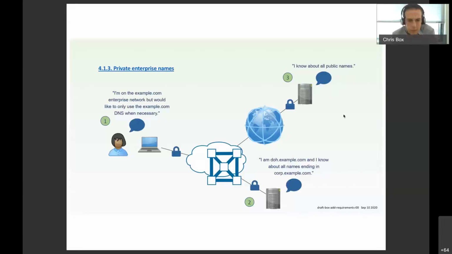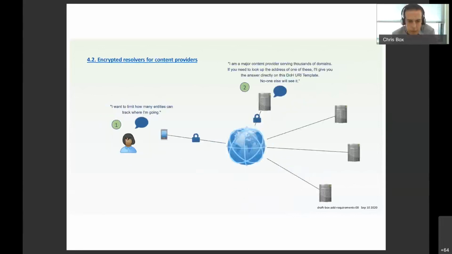So this is different. This is an end user that's saying, I want to limit how many entities can track where I'm going on the internet. And one of the places that they're going is hosted on a major content provider, which is number 2 in the picture. And the content provider has a way of saying, if you need to look up the address of one of the names that I serve, that I'm responsible for, I'll give you the answer directly on my .well-known URI template. And if you do that, no one else will see it.